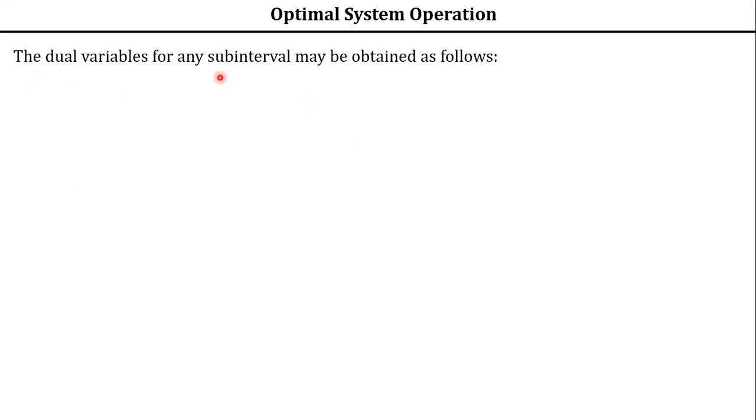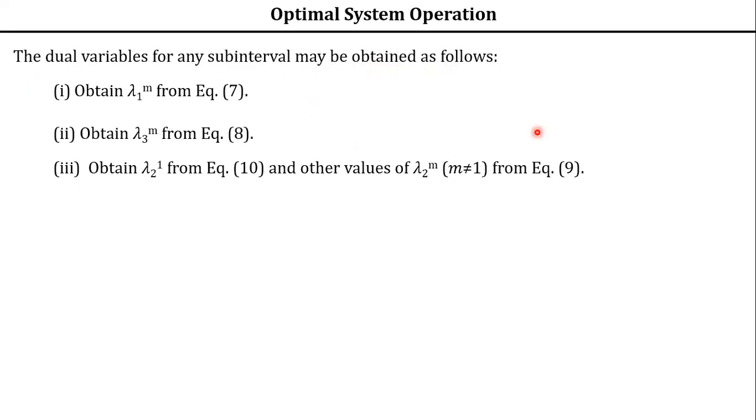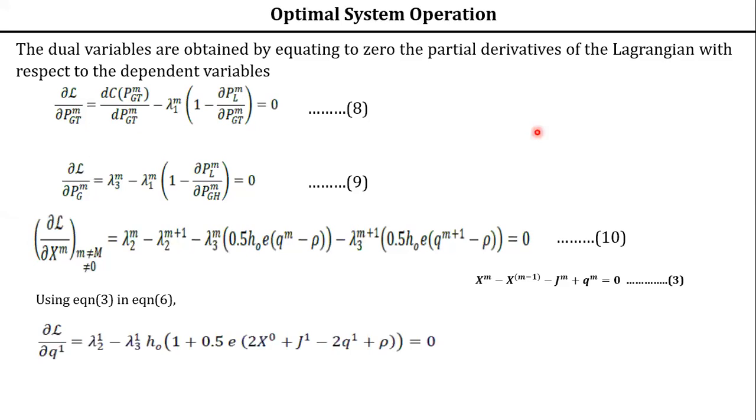Dual variables lambda 1m, lambda 2m, lambda 3m for any subinterval may be obtained as follows. So the dual variables are your lambda 1, lambda 2, lambda 3. So how to obtain lambda 1m? From equation 7. Similarly, lambda 2 from equation 8. I will show you equations 7, 8. This is your 8, you are going to get from equation 8. Lambda 1m you are going to get after solving this one, equation 7.